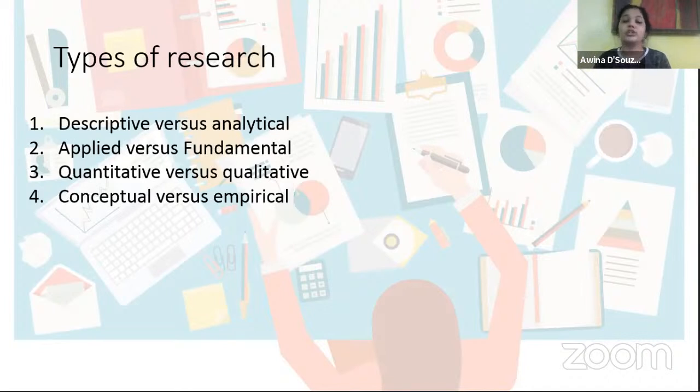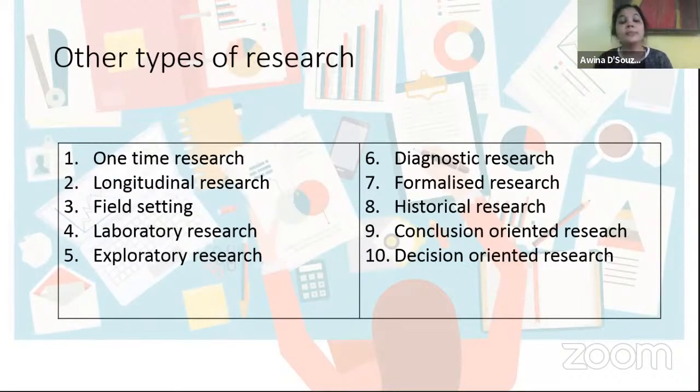In conceptual research, you're trying to get research done by whatever you are understanding through various theories. Now coming to other types of research. These are just other types of research, not detailed or spoken of on an overall basis, but they can also be used while studying. The first one is one-time research.